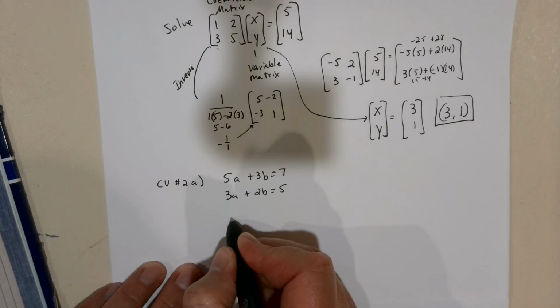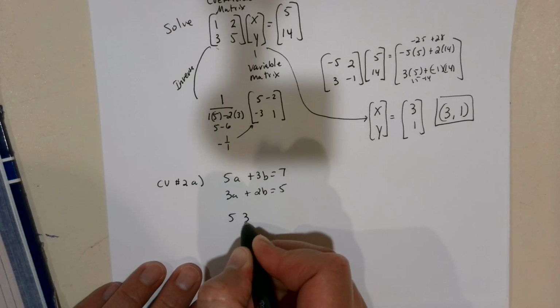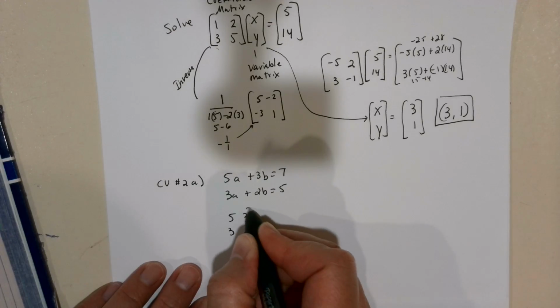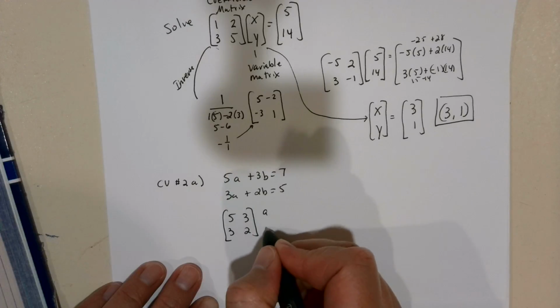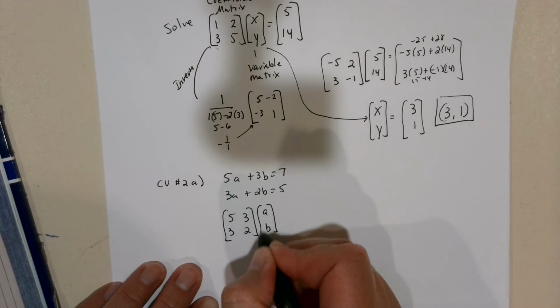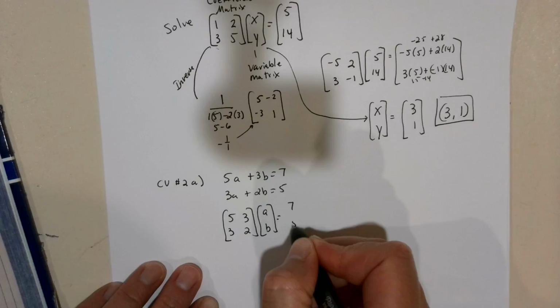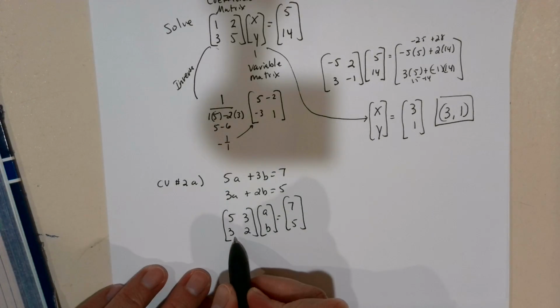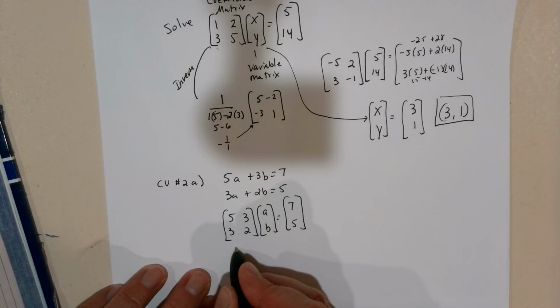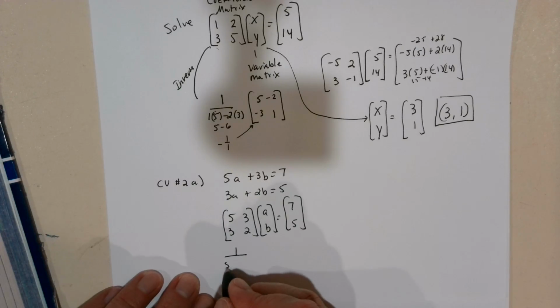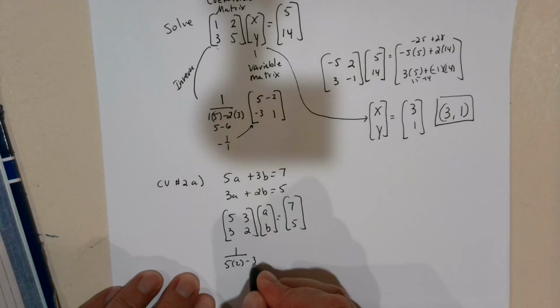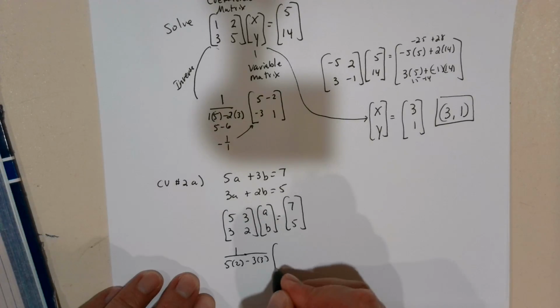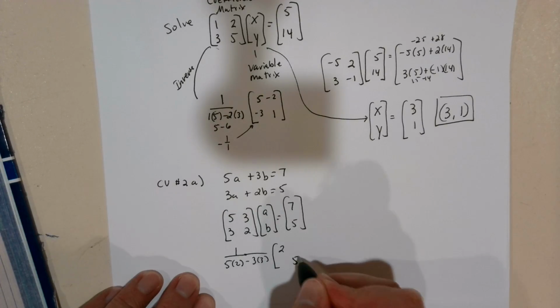And so our coefficient matrix would be [5, 3; 3, 2]. Our variable matrix is [A; B]. Our constant matrix is [7; 5]. So we would take the inverse of our coefficient matrix. I'm going to have 1 over (5 times 2 minus 3 times 3) on the outside. On the inside, the 2 and 5 trade places.